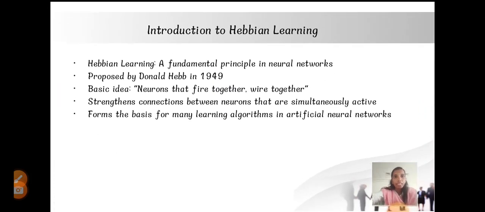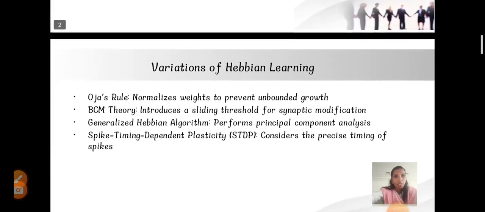Introduction to Hebbian learning. Hebbian learning, a fundamental principle in neural networks, was proposed by Donald Hebb in 1949. The basic idea is that neurons that wire together strengthen the connections between neurons that are simultaneously active. It forms the basis for many learning algorithms in artificial neural networks.